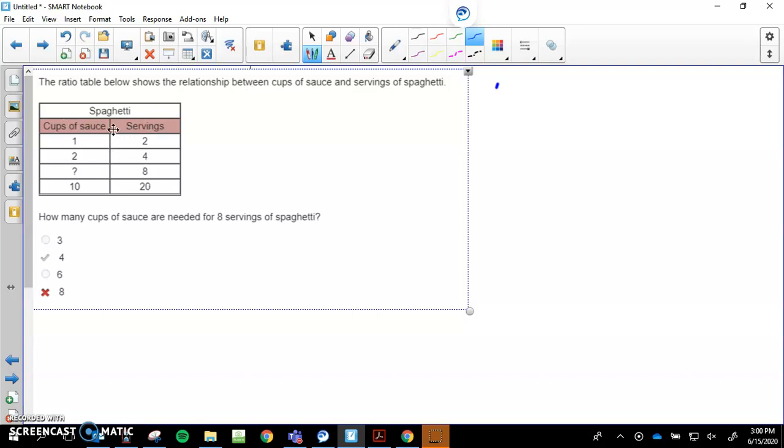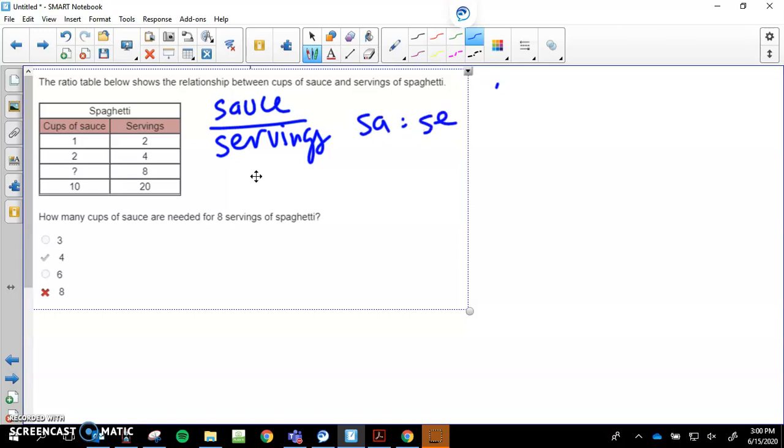For example, they're comparing the number of cups of sauce to servings. You can look at it as a fraction, or use a colon, like sauce to servings, or use words, whatever you want. It says how many cups of sauce are needed for 8 servings of spaghetti. We notice that that's the number that's missing.